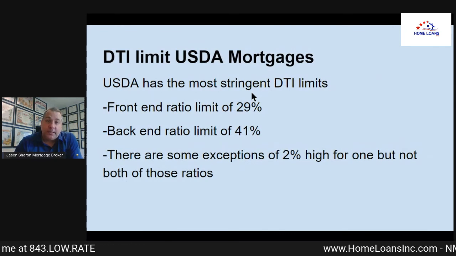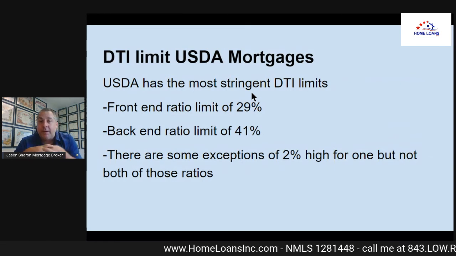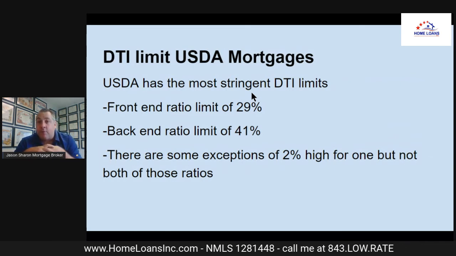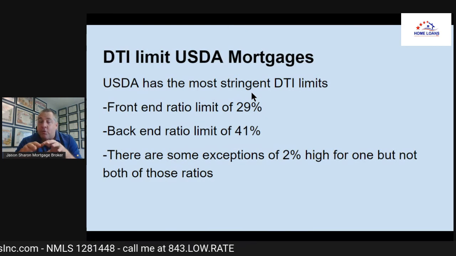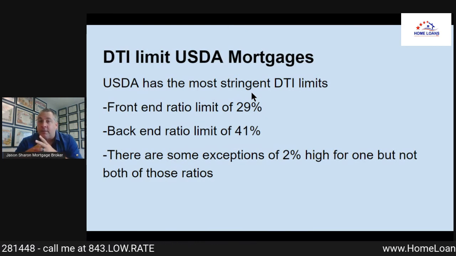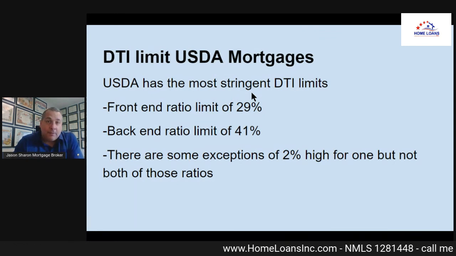USDA has the most stringent debt to income ratio limits. They are very tough. A front end ratio limit of 29%, back end ratio of 41%. There are some exceptions. On a very strong file, you can get a 2% limit raise on either the front or the back. I wouldn't count on that though. It's very tough to get.